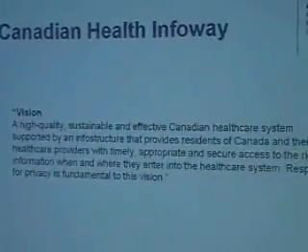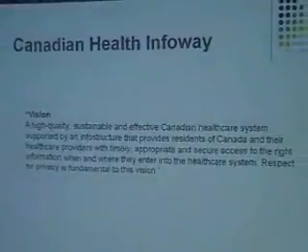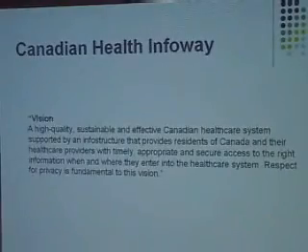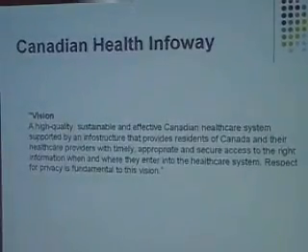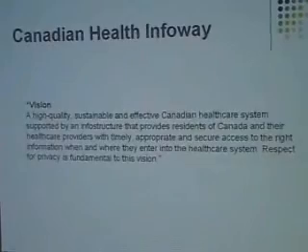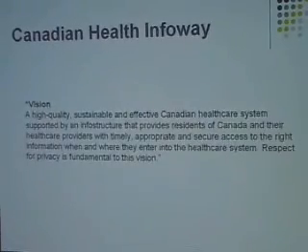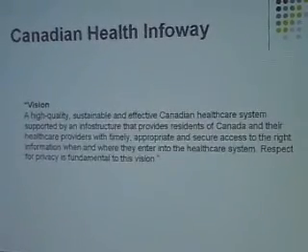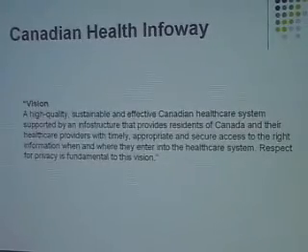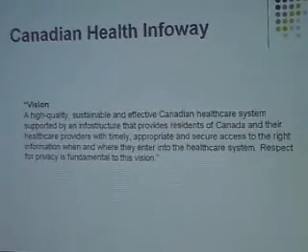So their vision is to give a high quality, sustainable, and effective Canadian healthcare system supported by infrastructure that provides residents of Canada and their healthcare providers with timely, appropriate, and secure access to the right information. So it's basically a similar idea being implemented or supported by Canadian Health Informatics. And most important, they say in the end, is that respect for privacy is fundamental to the vision, which, of course, as individuals, we all want to make sure happens.